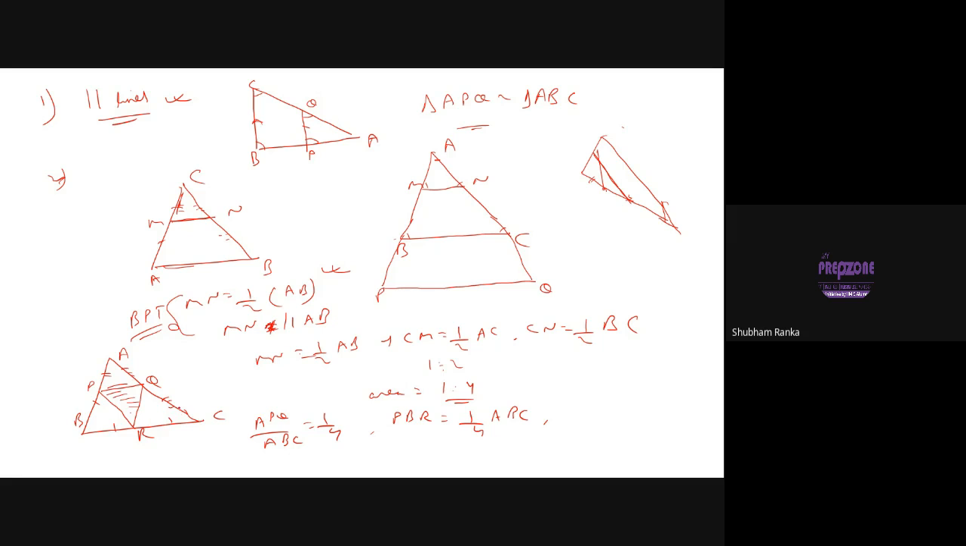Similarly, QR will be half of AB. So again, CQR will also be 1/4 of ABC. So this will be 1/4 ABC, this will be 1/4 ABC, this will be 1/4 ABC. So the total sums up to 3/4 of ABC, and so this one will be the remaining 1/4 of ABC.